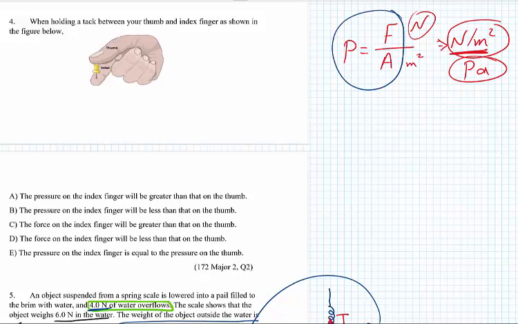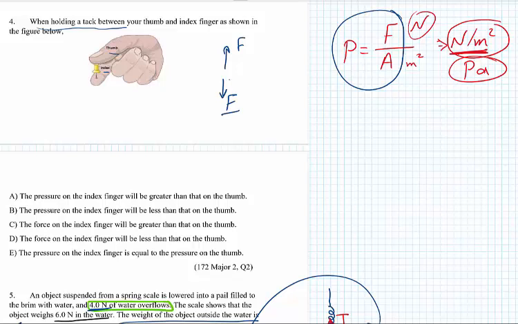So in this problem, when holding a tack between your thumb and index finger as shown in this figure below, which pressure is more? The pressure on your index finger, the pressure on your thumb, or are both the same? At the beginning, from Newton's third law, there are two forces equal in magnitude and opposite in direction. One is on your thumb and the other is on your index finger. So what about the pressure?